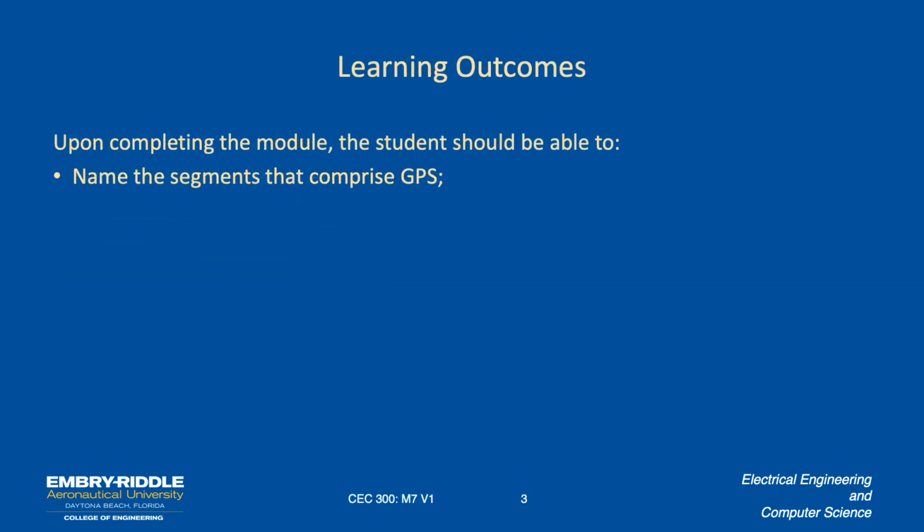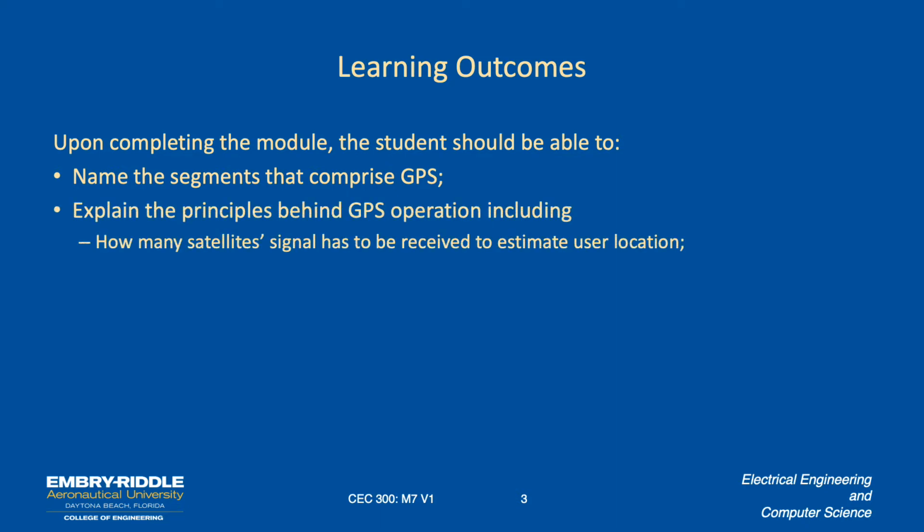So to review the learning outcomes, when you finish the module, the student should be able to name the segments that comprise GPS. Remember, that's the space segment, the ground segment or control segment, and the user segment. Explain the principles behind GPS, including how many satellite signals have to be received to estimate the user's location. That's that idea of intersecting spheres. So two spheres intersect, you get a circle. Another sphere intersects, you get 2 points on the result. And then you should be able to disambiguate one of those if you're on the surface of the Earth.